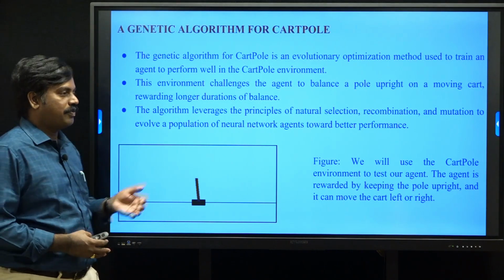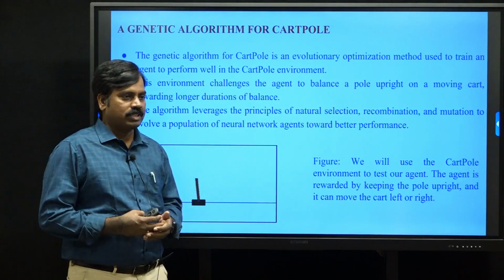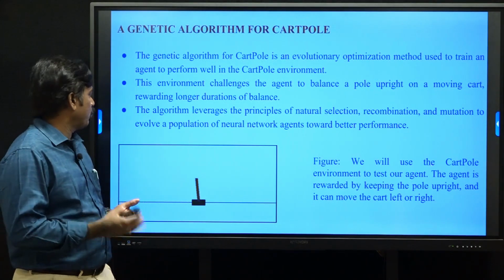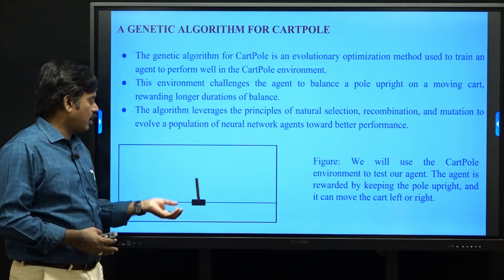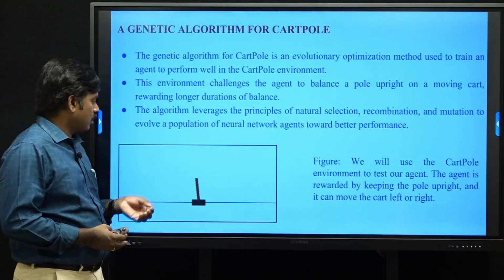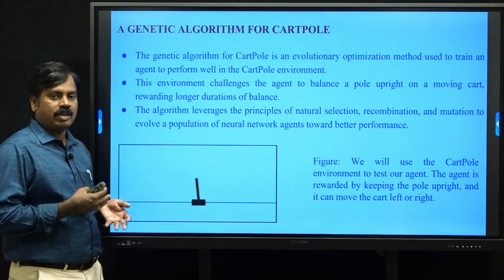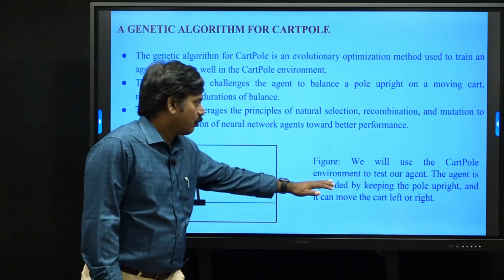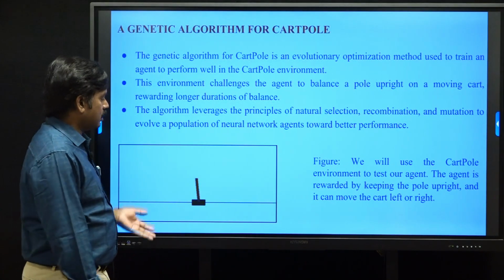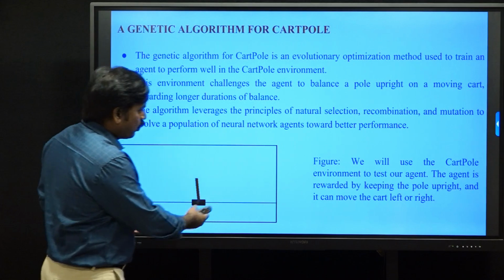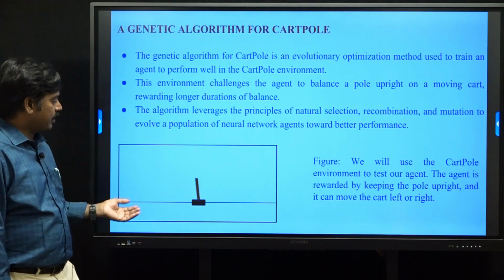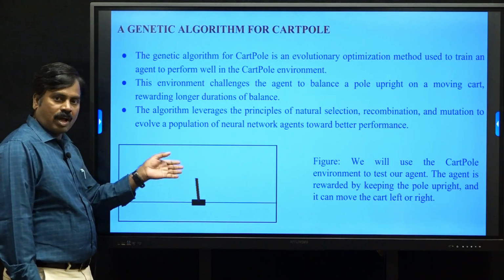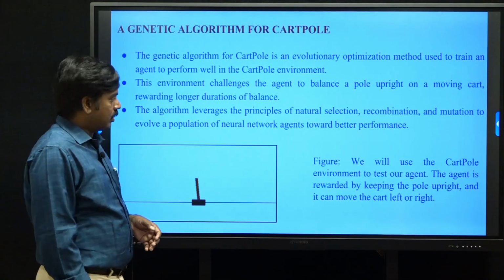It follows the principle of natural selection, applying recombination or crossover and mutations to get the best rewards in Cartpole. That is the genetic algorithm. This is the Cartpole environment. This environment tests our agent to stand the pole on the cart. The longer the number of steps it stands upright, the better the rewards we get.